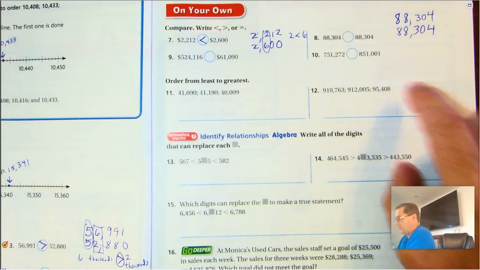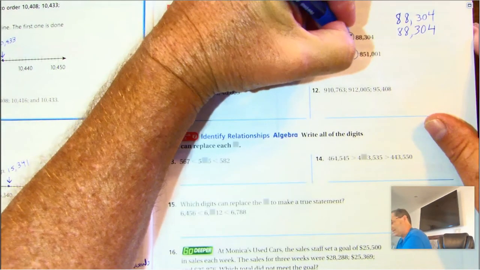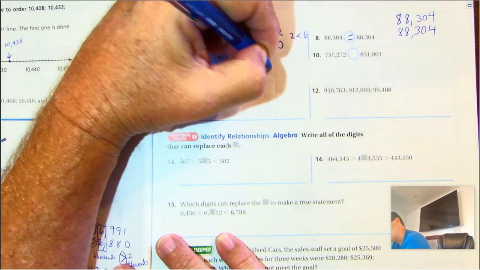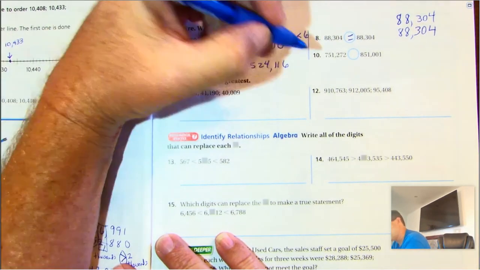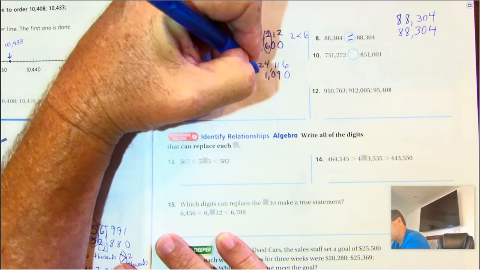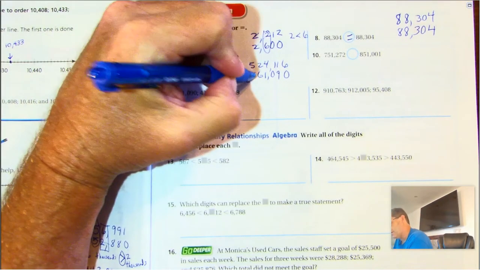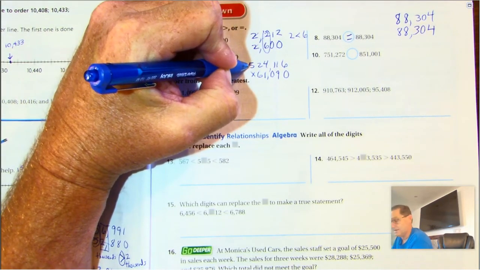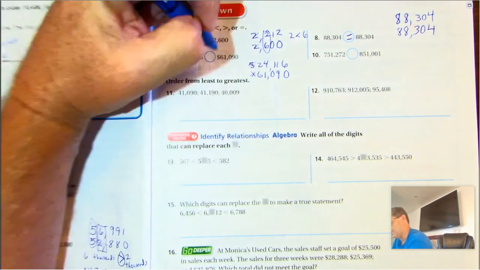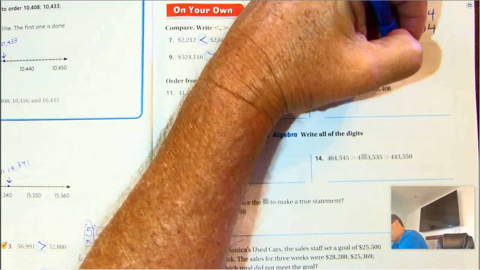Okay, here when I go left to right, I notice that every single digit is the same, so it has to be equal. All right, number 9, I notice that this number is in the 100,000s, and this one doesn't have any 100,000s, so this number has to be greater.